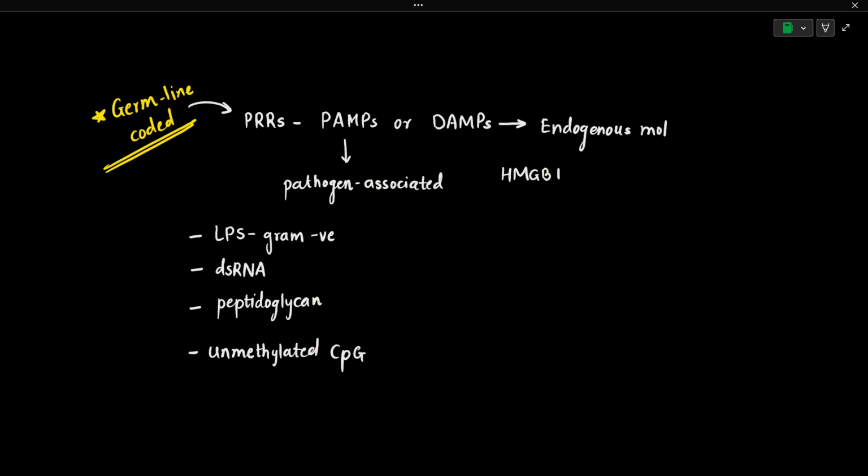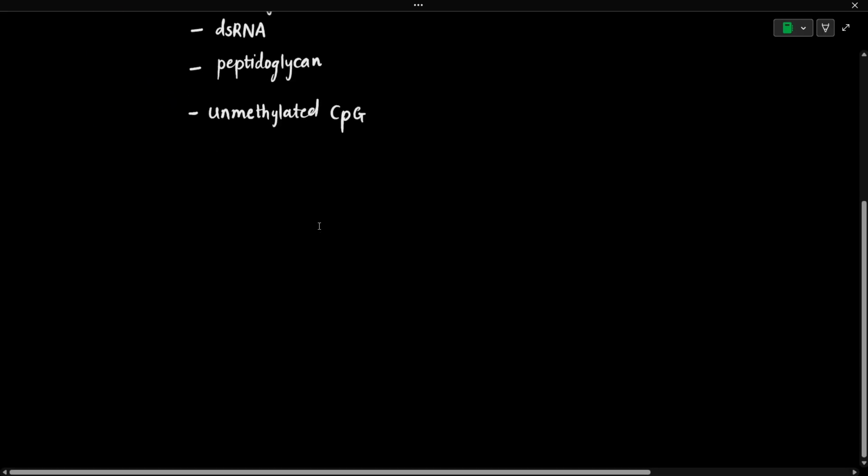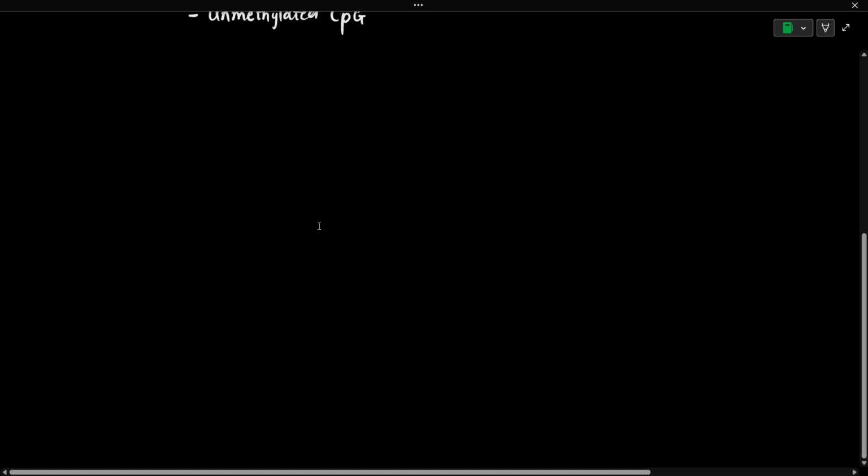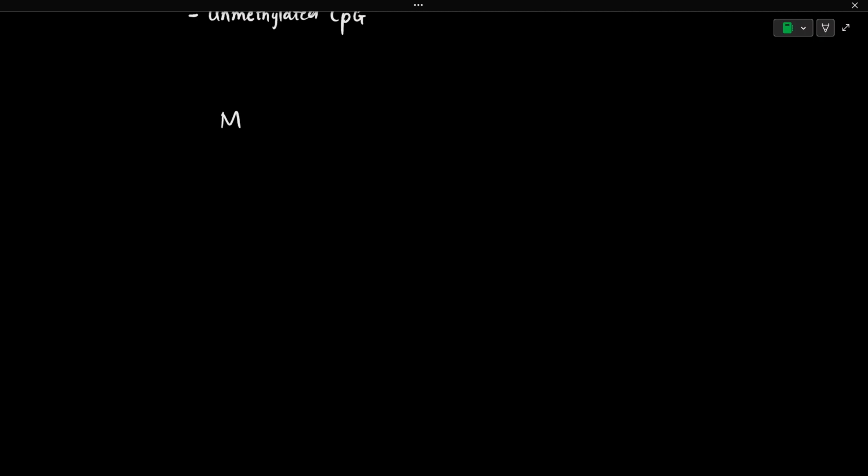I told you in the previous lecture that there are some different types of PRRs depending upon their location as well as depending upon which type of ligands they recognize. So let's list down all of the major types of PRRs, so that we will be learning about them one by one.